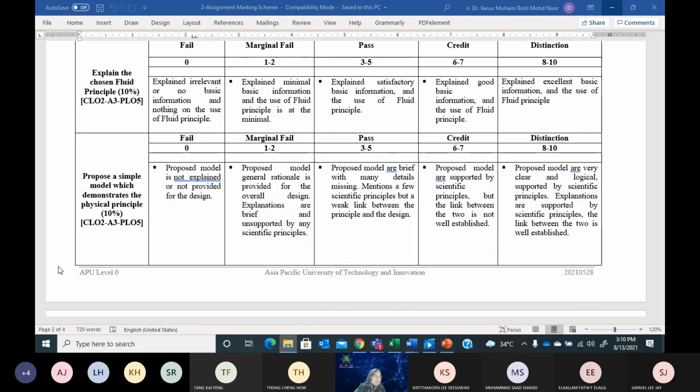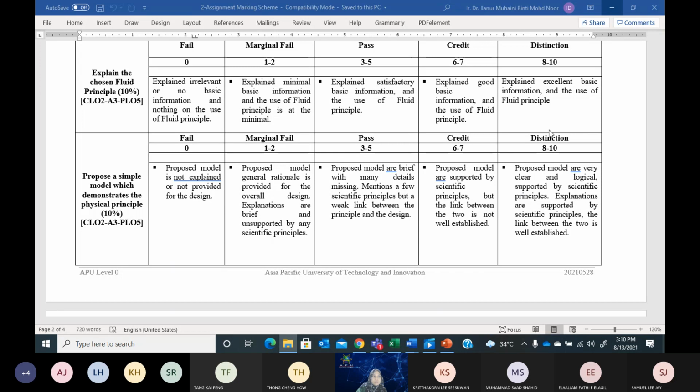Okay, so that is the proposed model. Okay, the proposed model is supported by scientific principle. Okay, the scientific principle is with the formula. Okay, your formula, for example, P equal to rho g d, for example, but you don't have all these items. d don't have, rho don't have, all don't have, cannot.